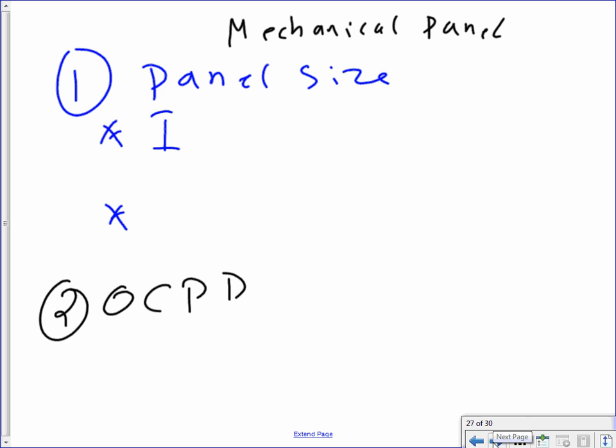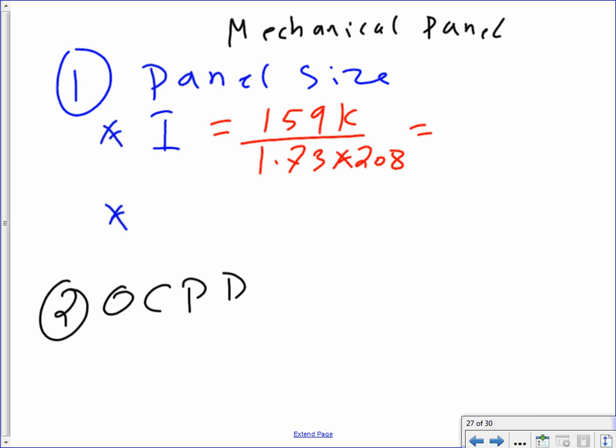Okay, last calculation, mechanical panel. Let's go, gentlemen, to the mechanical panel. The mechanical panel, that's where the HVAC equipment is. I have 159K for the mechanical panel, guys. Divide this by 1.73 times 208. That will give me a healthy 442 amps. 442 amps.